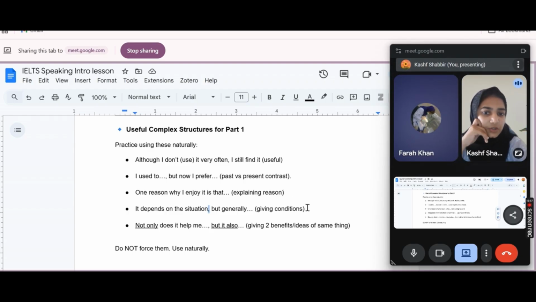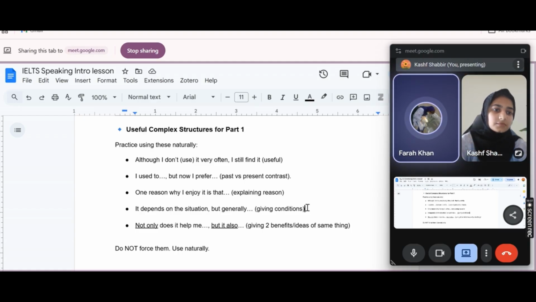Can you try? It depends on the situation, but generally... How do you commute to the job or office, right? Okay. It depends on the situation.